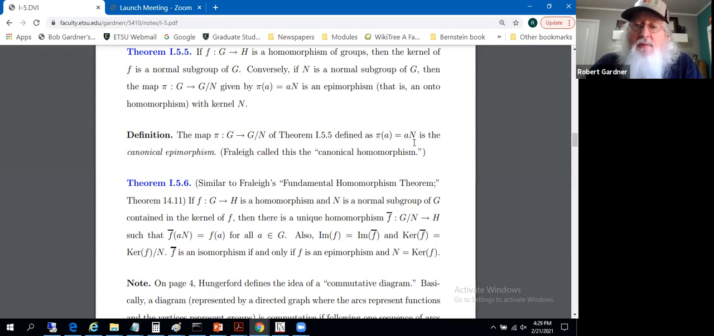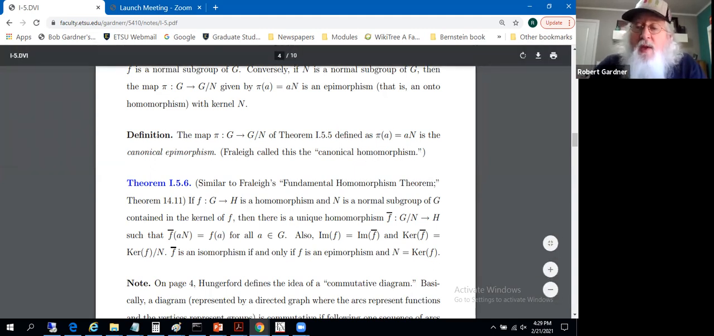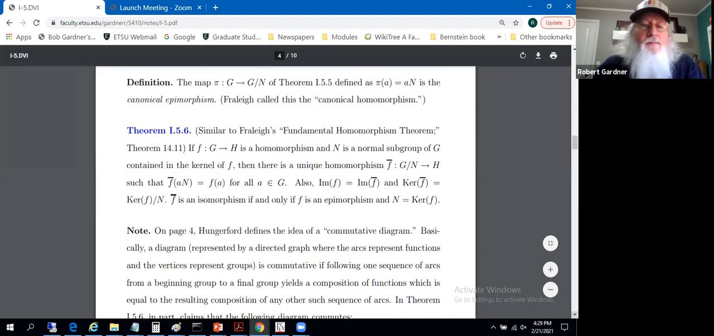We'll write this up in left coset notation. It doesn't matter when we're dealing with normal subgroups. But that's the canonical epimorphism. And we proved this kind of lengthy result, theorem 1.5.6. Let's do a quick synopsis of that with some particular observations to see how we're about to use it.